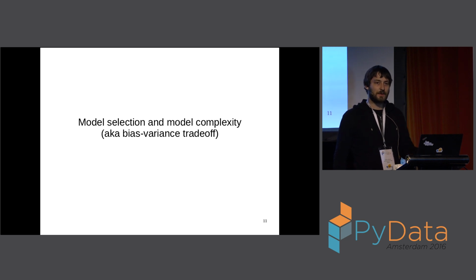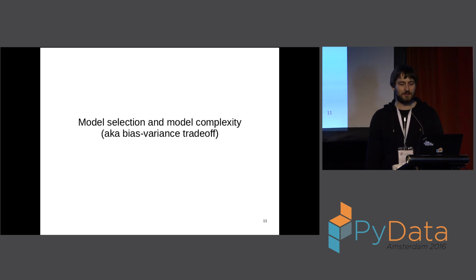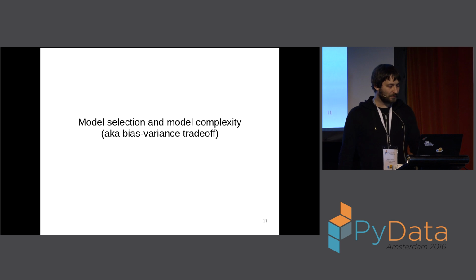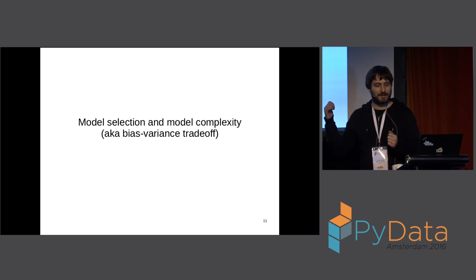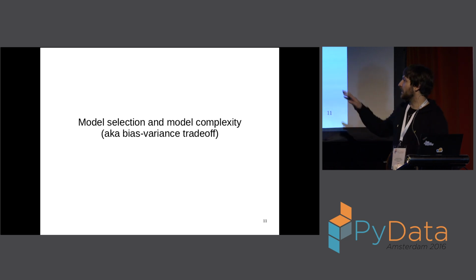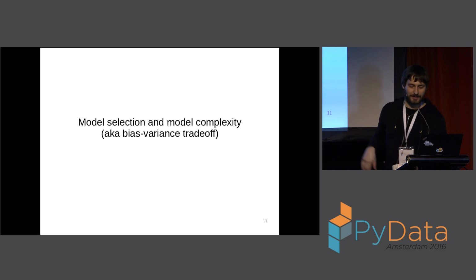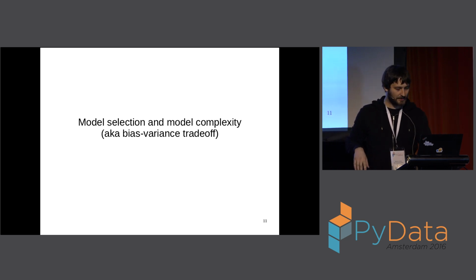All right, so the next thing I want to talk about, which is essential to all machine learning, is model complexity, or the concept of model complexity, which is also called the bias variance trade-off. I really don't like the term bias variance trade-off, and I can explain in a bit why not.